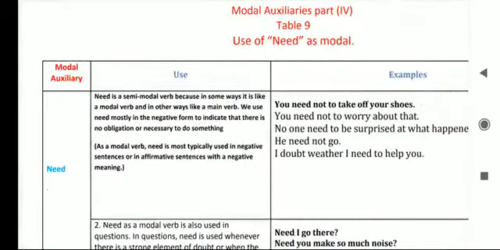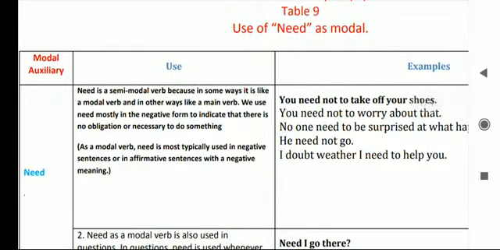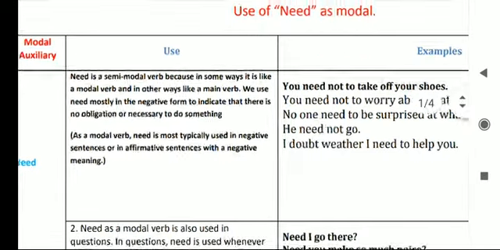Need is a semi-modal verb because in some ways it is like a modal verb and in other ways like a main verb, right? We use need mostly in the negative form to indicate that there is no obligation or necessity to do something.